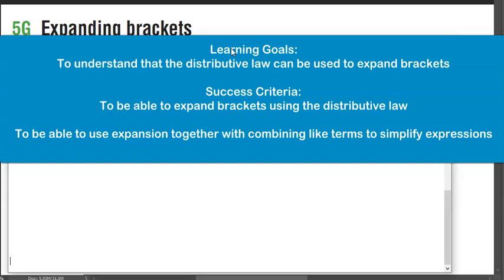We made a bit of a skip from exercise 5D straight to 5G. The learning goal for this lesson is to understand that the distributive law can be used to expand brackets. The success criteria is to be able to expand brackets using the distributive law and to use expansion together with combining like terms to simplify expressions.